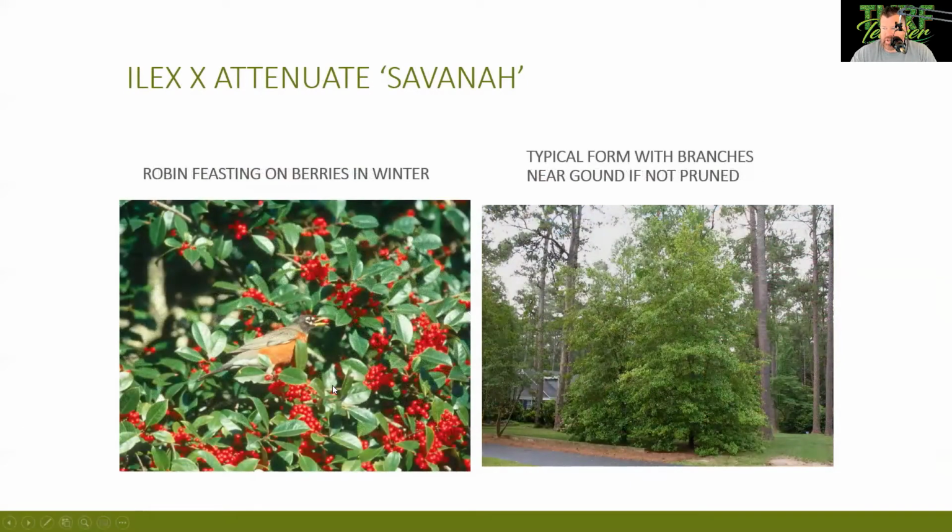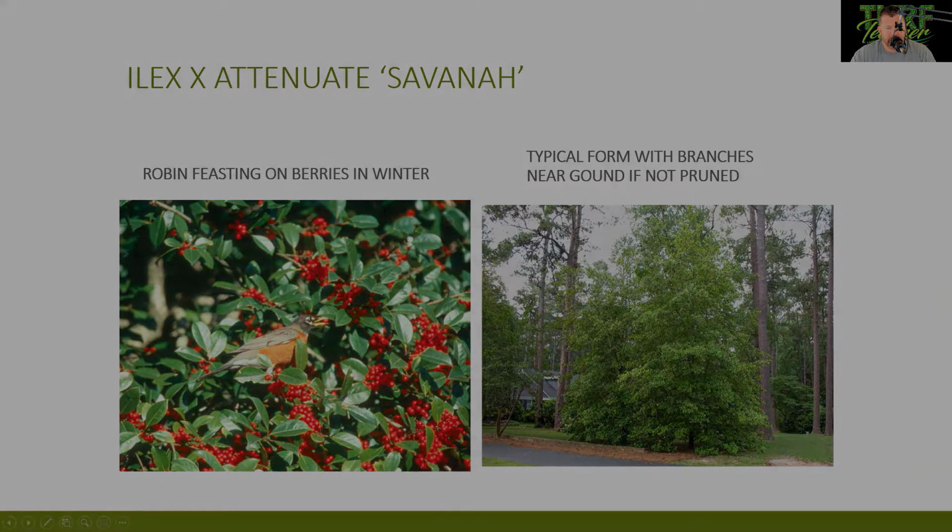There's a robin feasting on the berries in the wintertime. Typical form with branches near the ground, if not pruned. People more or less leave it like that rather than tree forming it. But like I said, it has its purposes. I wish we would use them more here in North Carolina, but we just don't.